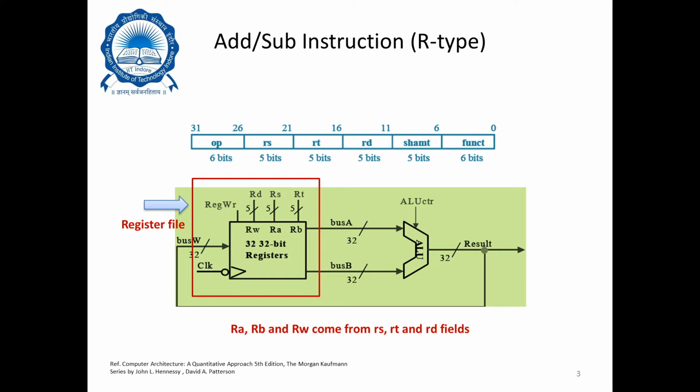Every input RD, RS, and RT is 5 bits. The input for writing the data is 32-bit, and the outputs of the register file are each 32-bit, for bus A and bus B. And finally, the output of the ALU is also 32-bit. So we know that RA, RB, and RW come from the RS, RT, and RD fields of the instruction format.